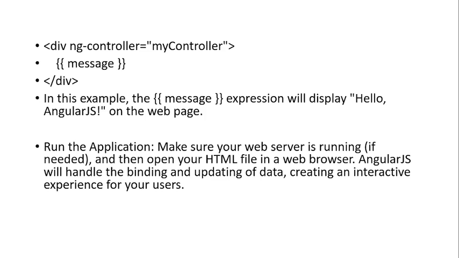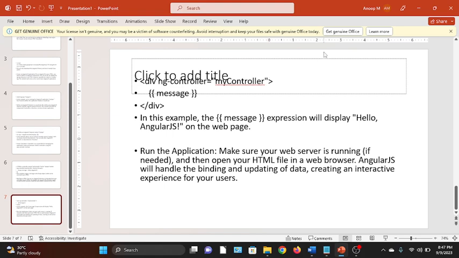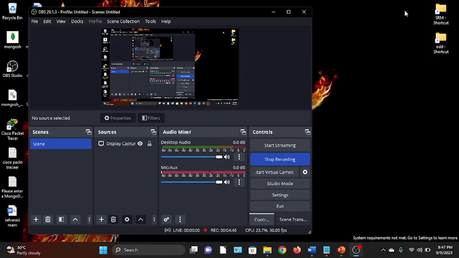So how to run an application? We make sure that the web server is running, and we open the HTML file in a web browser, right? AngularJS will handle the binding, updating the data, and creating the interactive experience for each and every user. So in short, we are using HTML with AngularJS in order to run an AngularJS script.